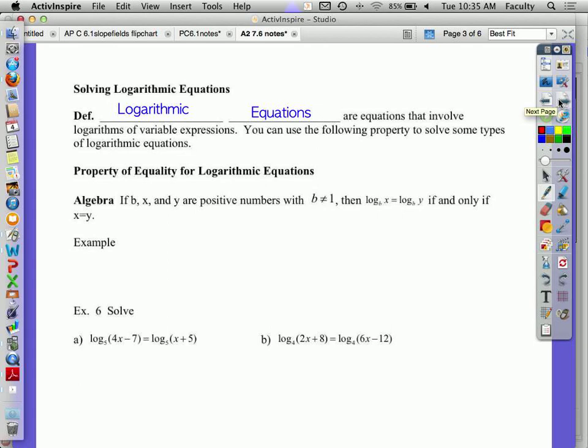All right, now we have logarithmic equations. Logarithmic equations are equations that involve logarithms of variable expressions. You can use the following property to solve some types of logarithmic equations. We have the property of equality for logarithmic equations that says if log x base b equals log y base b, that's true if and only if their insides are equal. So for example, if I have the log of x base 2 equals the log of 7 base 2, then the insides are equal.